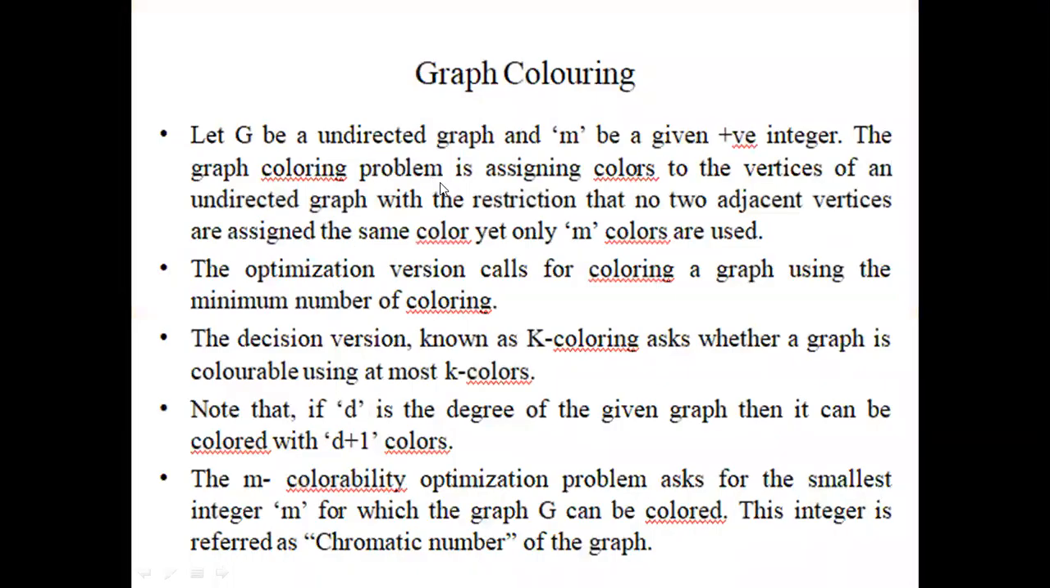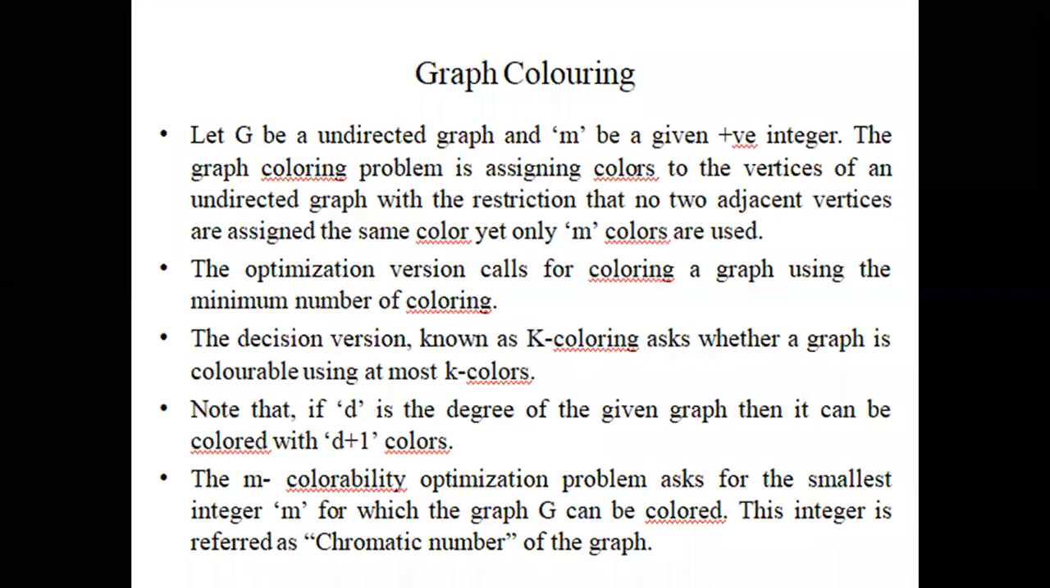Next, graph coloring: a graph G is an undirected graph, and it is colored such that no two adjacent nodes have the same color.